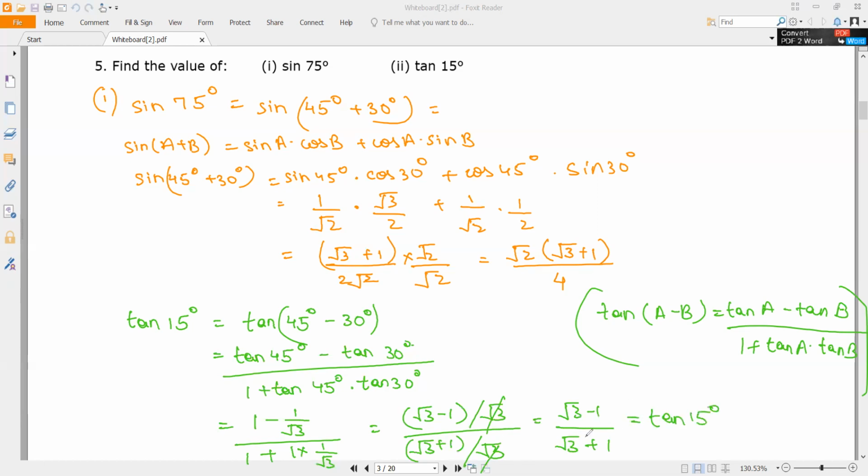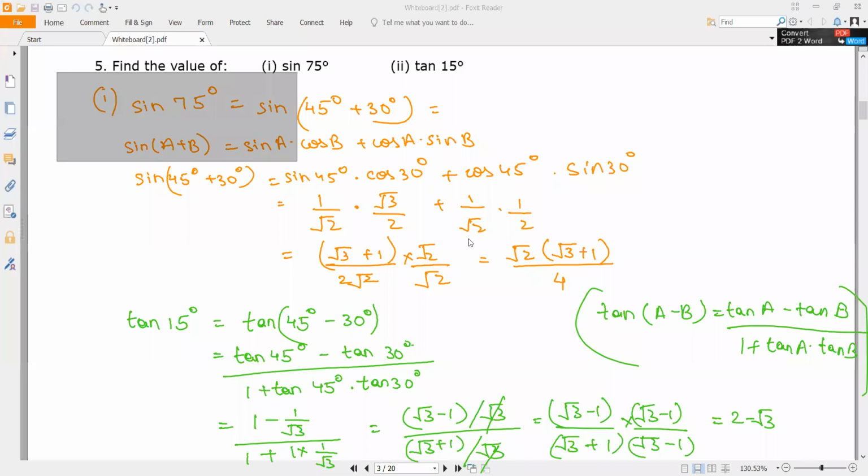But this has an irrational number, root 3, in the denominator. So you can remove the irrational number by rationalization, multiplying by root 3 minus 1 upon root 3 minus 1. If you keep on solving this, you'll end up with 2 minus root 3. That's your answer. Next question.